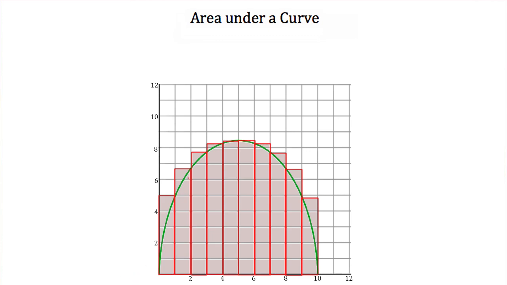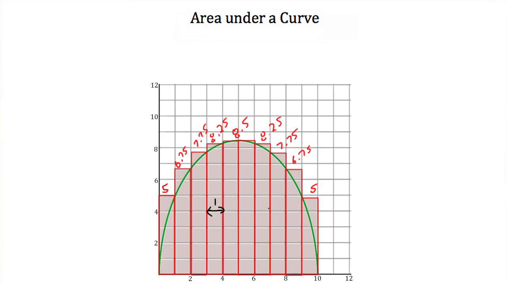You can also estimate the area underneath this parabola using circumscribed rectangles. Again, to make math easy, we're going to make all these rectangles have a width of 1. Our first rectangle has a height of 5. This one has a height of approximately 6.75, then 7.75, 8.25. The middle two are 8.5, 8.25, 7.75, 6.75, and then 5.